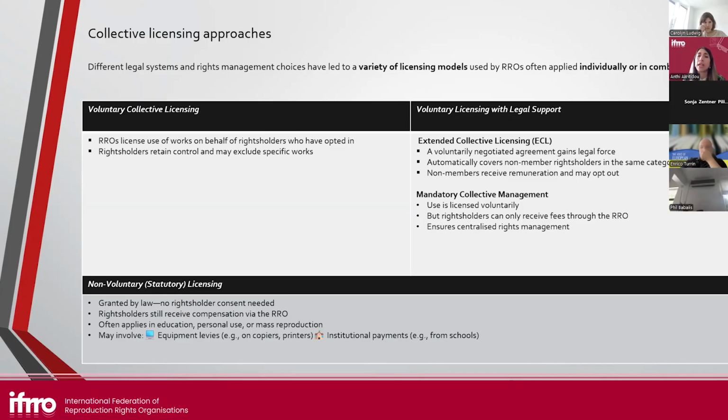We have mandatory collective management, where the licenses are voluntary, but as long as a rights holder wishes to continue with licensing, this can only actually be done through the RROs, so not individual direct licensing. And we have some non-voluntary statutory licenses. These are granted by law. We don't need to obtain the confirmation and approval of the rights holders, but they will still receive, of course, compensation from the RRO. For example, in Switzerland, there is such a system for some uses.